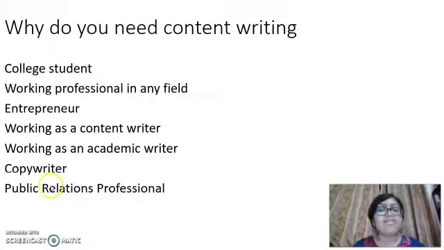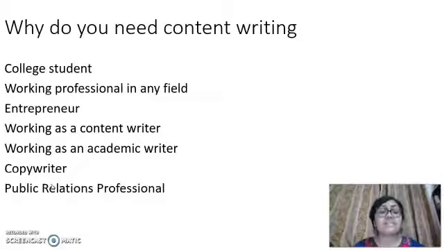Last thing is being a public relations professional. Public relations is publicity and promotion and establishing good relations between an organization and various target audiences. Here also, you need very effective writing skills. You might write articles for your client and have to publish them or give them to a reporter, and it is very important that you have very good writing skills.